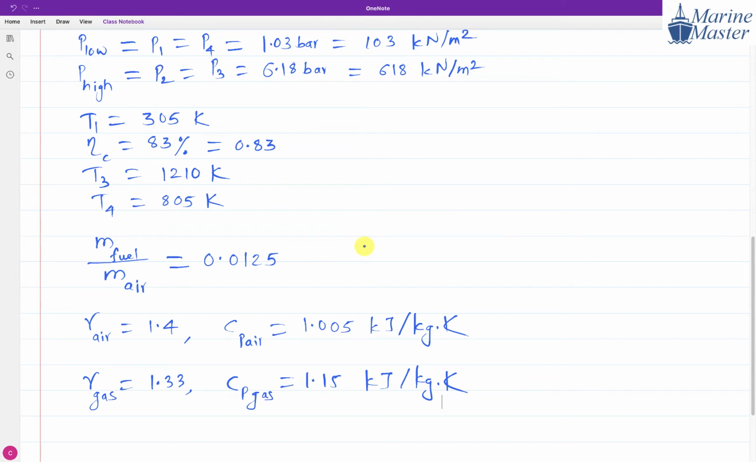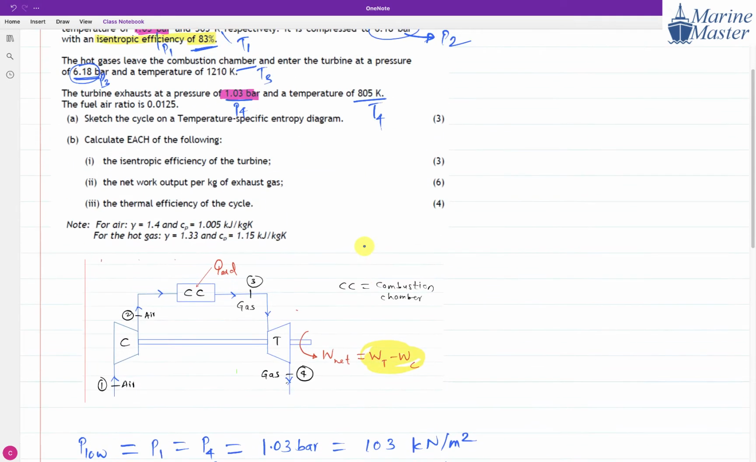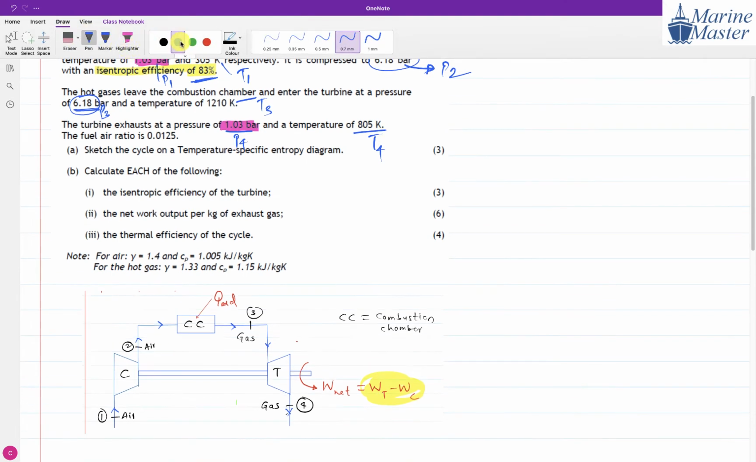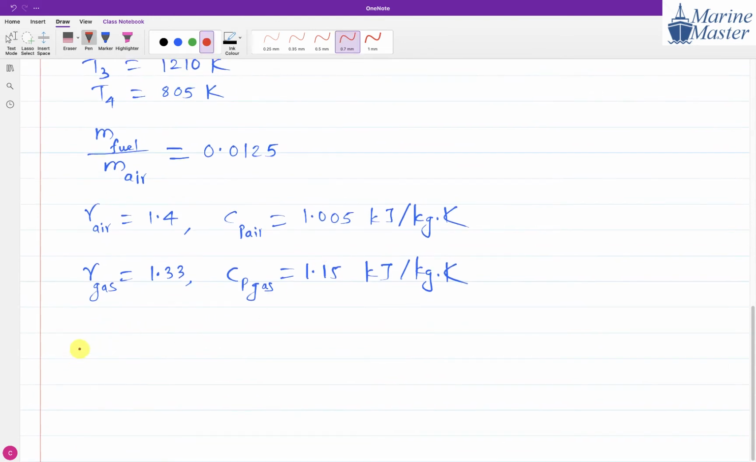Now after writing down these given things, what is our first target in A part? In A part they are asking us to sketch the cycle on a temperature specific entropy diagram. So we have to draw the TS diagram.